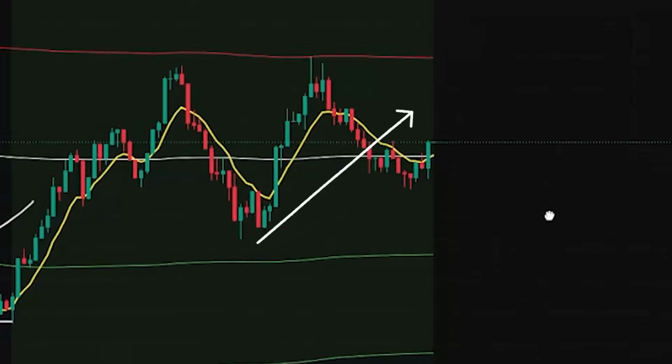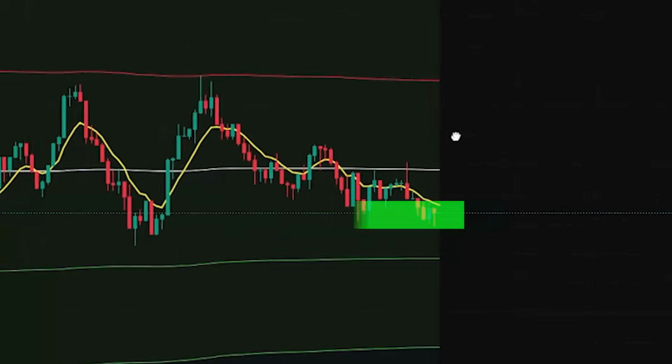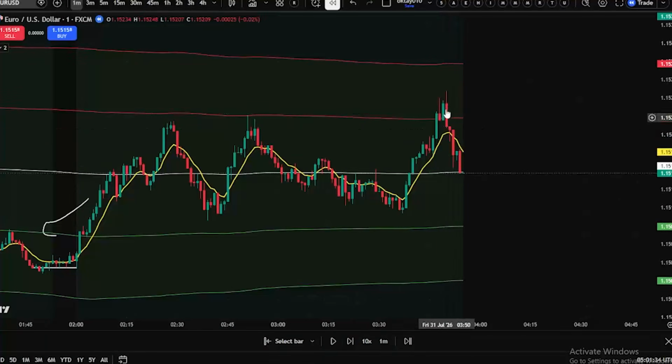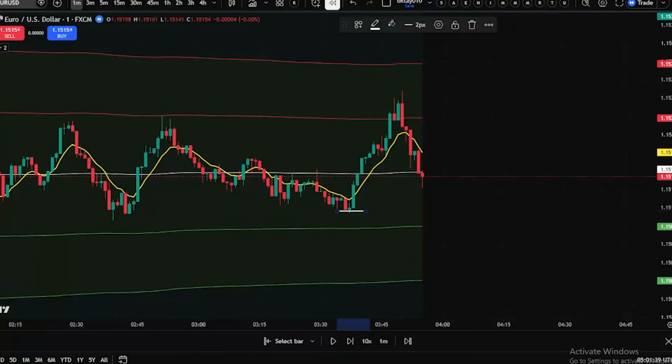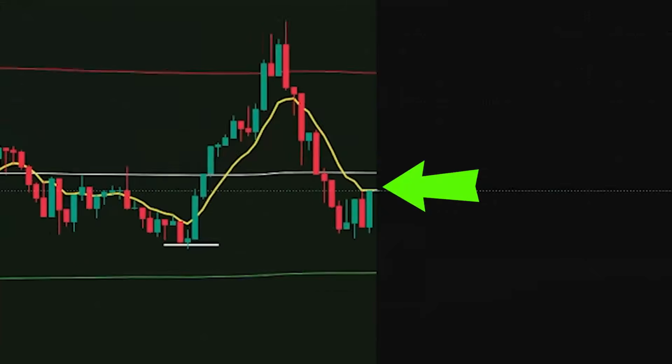We are not looking for a breakout. We are looking for a pullback. Let the market make its initial move. Then wait for the price to come back down to the EMAs. This is where professional traders enter, not when the candle is breaking out strongly.